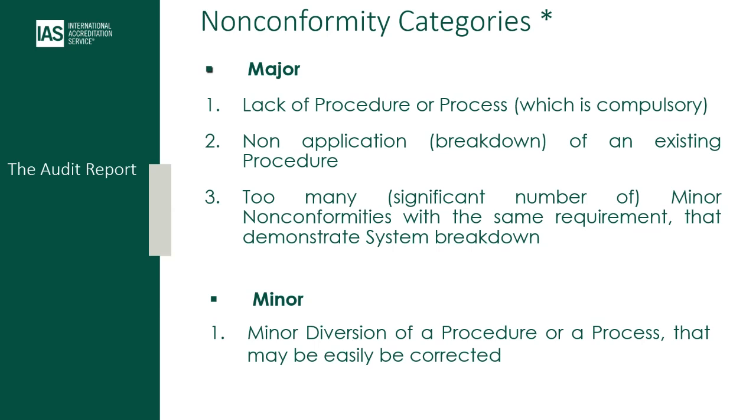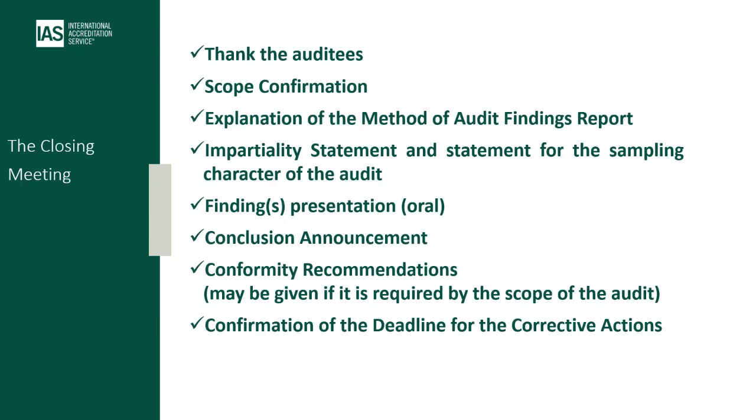Okay, major, minor, these are some of the classifications of the categories. The next slide, please. Okay, always thank the auditees. Scope confirmation, explanation of the method of audit finding, how you're going to go about it, impartiality statement, give a presentation at the end of the findings, give a conclusion announcement, what is the next step, and then the conformity recommendations, and then confirmation of the deadline for the corrective actions.